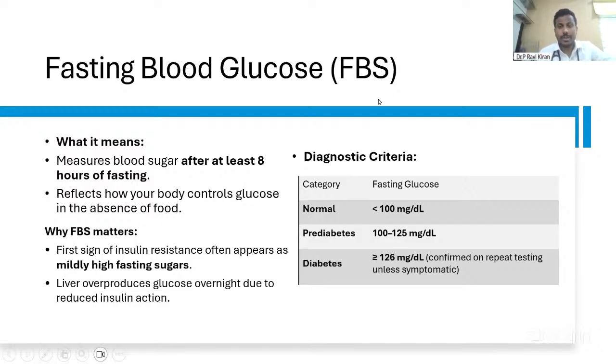Diagnostic criteria. Fasting blood sugar less than 100 is normal. Between 100 to 125 counts as pre-diabetes, and 126 or more amounts to diabetes. It should be confirmed on repeat testing unless symptomatic.